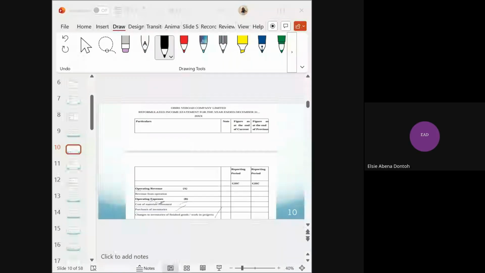So this is the format companies follow in reformulating the income statements of their firm. Is there any question at this point?